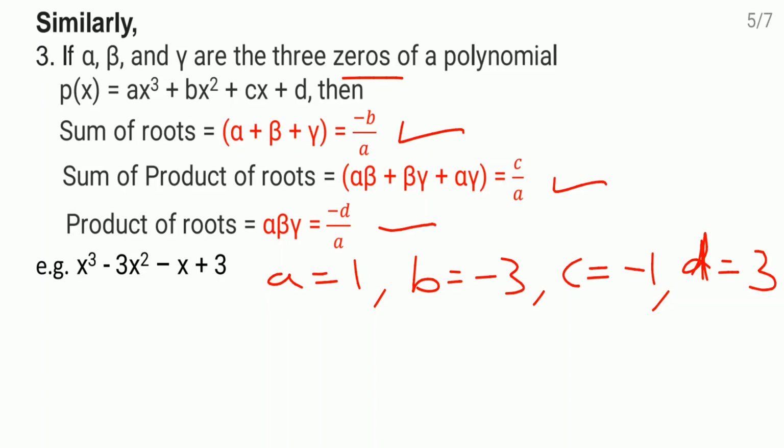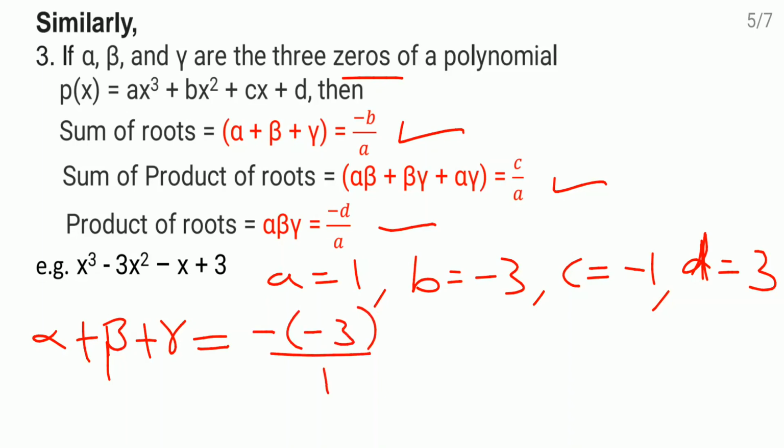If I write down the sum of roots, that means alpha plus beta plus gamma, which is equal to what? Minus b by a. So minus b means what? Minus, and the value of b is minus 3, by a. A means 1. So our answer comes as 3. So this is the sum of the roots.